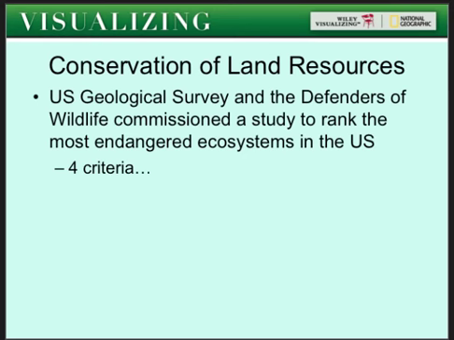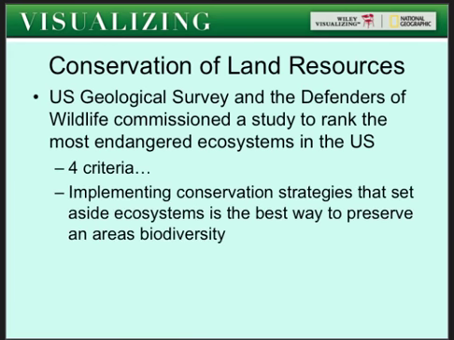1 is the area lost or degraded since Europeans colonized America. 2 is the number of present examples of a particular ecosystem. 3 is to estimate the likelihood that a given ecosystem will lose a significant area or be degraded in the next decade. And the 4th criteria is the number of threatened and endangered species living in that ecosystem. Implementing conservation strategies that set aside ecosystems is the best way to preserve the area's biodiversity.